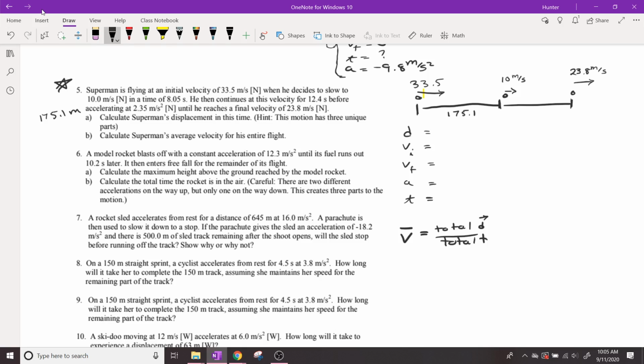Okay, so on the second part of the problem, we don't know the displacement. We know the initial velocity is 10. We know the final velocity is 23.8. I'm going to write meters per second because part of me is OCD that way. Acceleration, I think it gives it to us, right? 2.35, yeah, thank you. 2.35 meters per second squared, and the time they did not give us this time. So we got to use a different equation. The forbidden equation will not work.